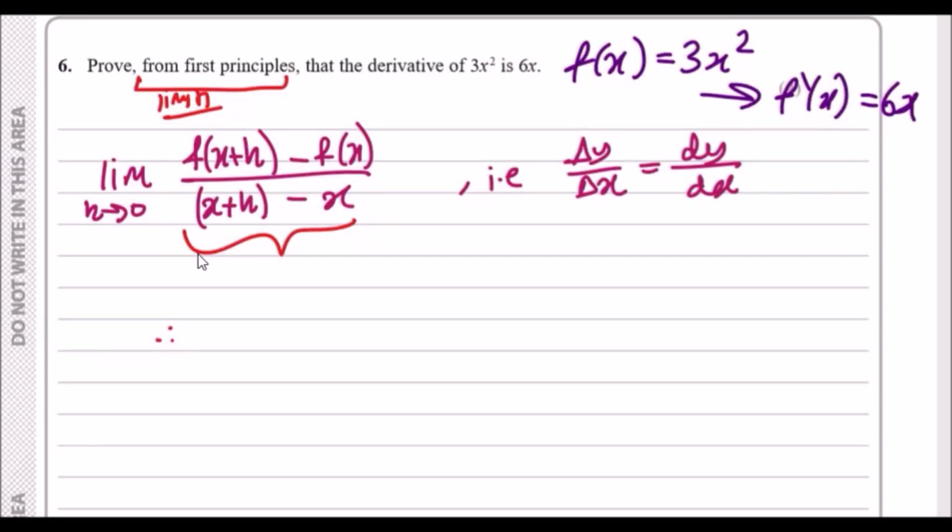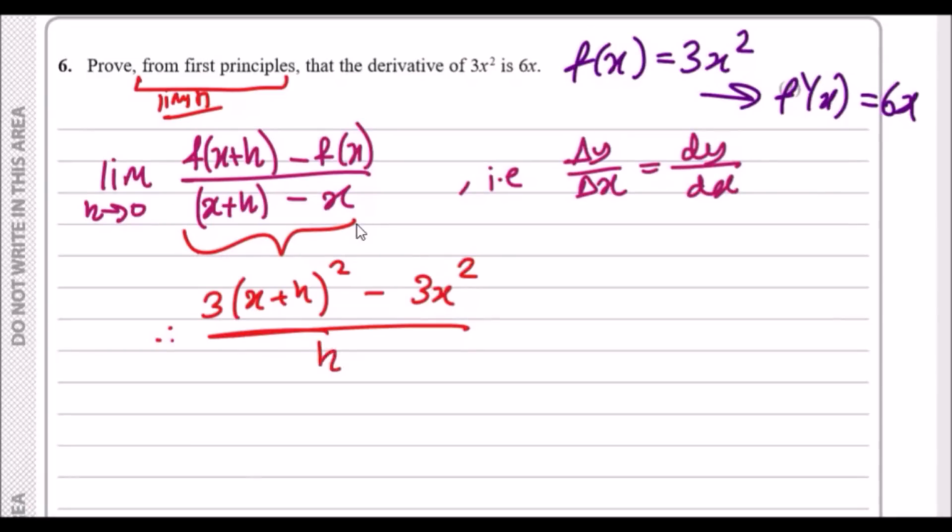So f(x plus h) is going to be 3 times (x plus h) all squared, minus f(x), which is 3x squared, over x plus h minus x, where the x is cancelled out, you're left with h. Now, let's try and tidy as much as we can. We can factorize the 3 out. So just taking 3 outside, let's take 3 over h outside as well. Make it clear, 3 over h. Now what do you have inside?